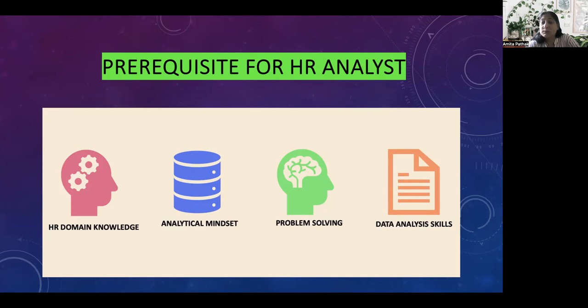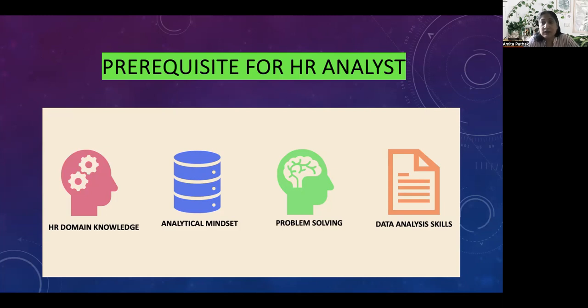The third is problem solving, because we are solving a problem for our organization. So problem solving skills will enhance the capability of an HR analyst to make data-driven decisions. And the last is data analysis skills. What are data analysis skills?